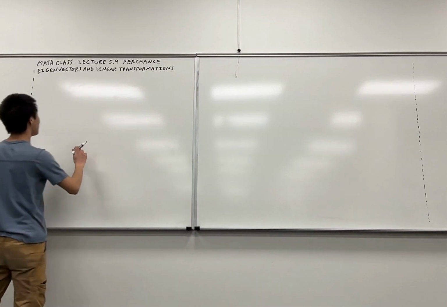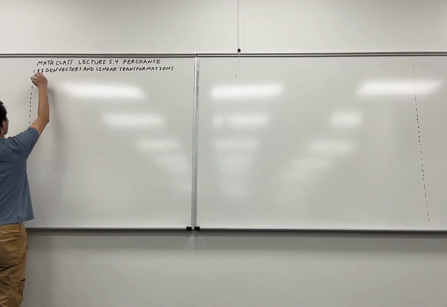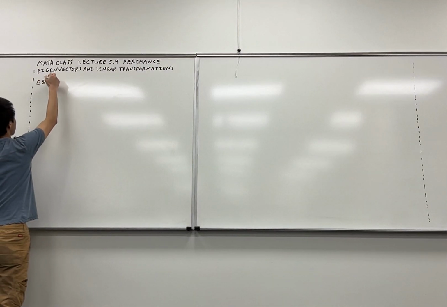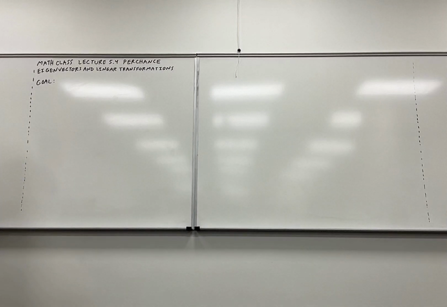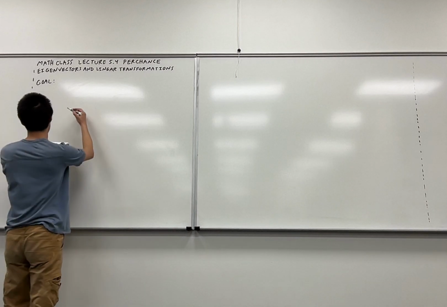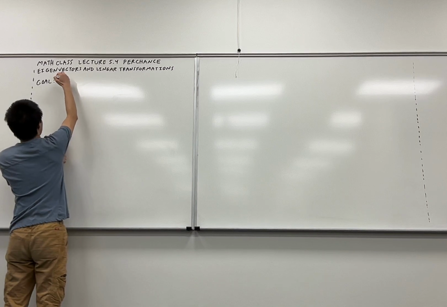Okay, this is the very, very last section of Unit 2, and the goal here is just to relate some of the things we've already talked about. We talked about the diagonalization for A being PDP inverse, and then we'll relate this to linear transformations.